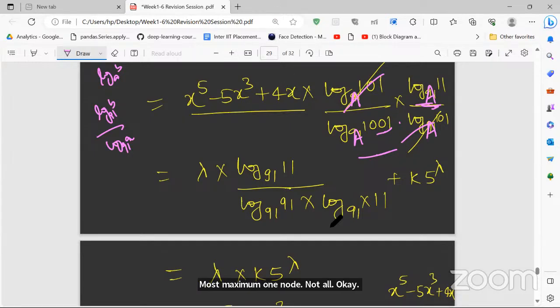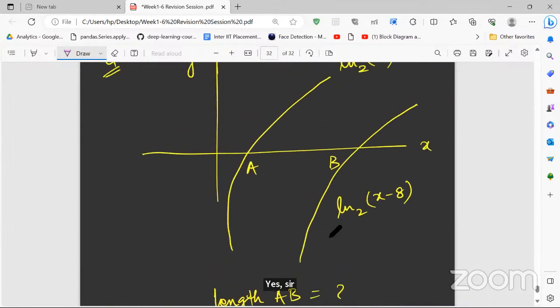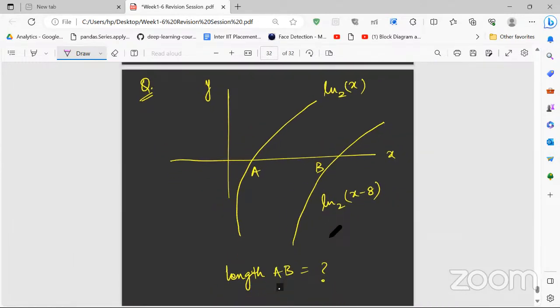Sir, one more question is there. Just try to solve this question. If you have this function, calculate the distance, the length of AB. If you have a plot of log 2x and log 2x minus 8, how will you calculate the length of AB?